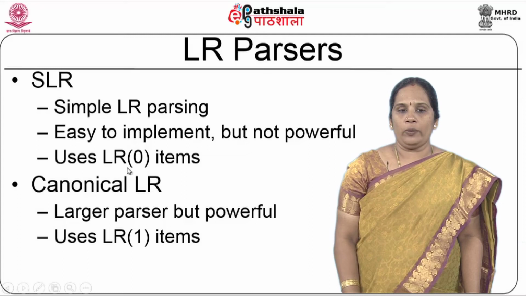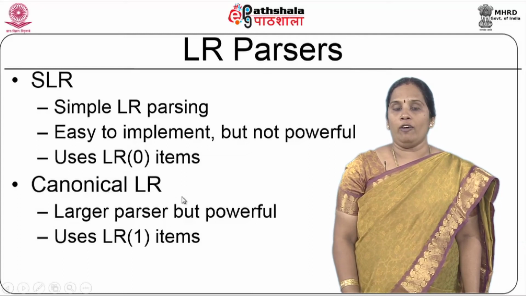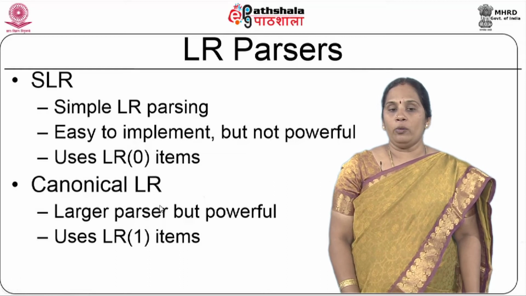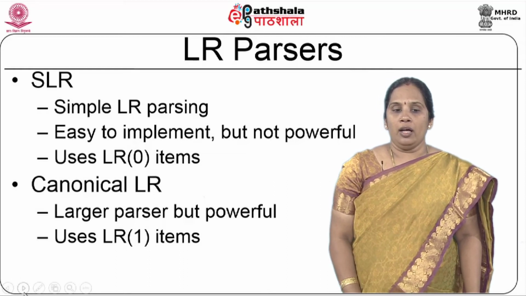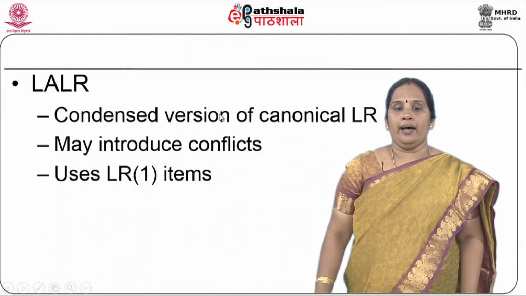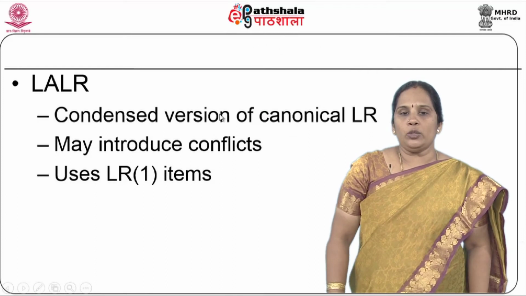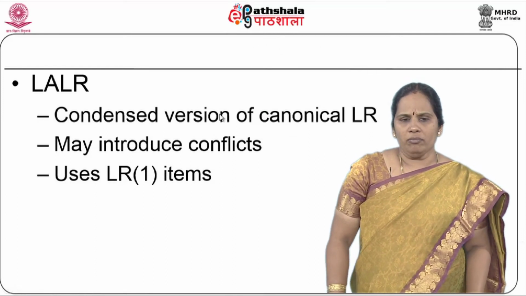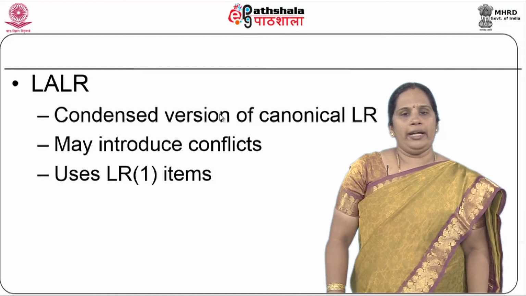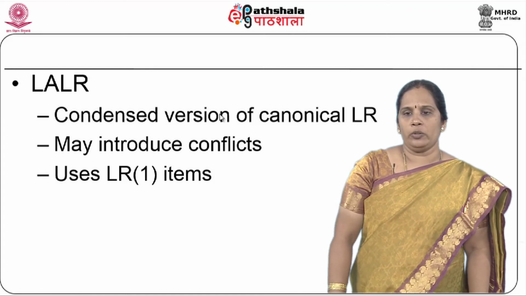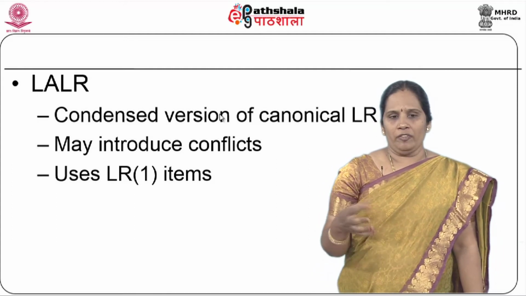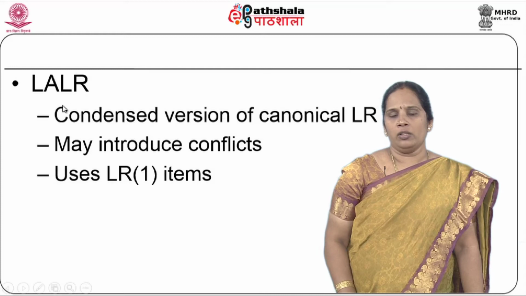as against LR of 0 items here. This is also canonical LR of 1, that is you are using only one symbol look ahead here also, but it uses LR of 1 items for constructing the parsing table. The next class is called look ahead LR, which is a condensed version of canonical LR. It may introduce conflicts, and this also uses LR of 1 items for its construction. So, this also uses LR of 1 items, but it is going to be a condensed version of canonical LR. So, this is also basically preferred.